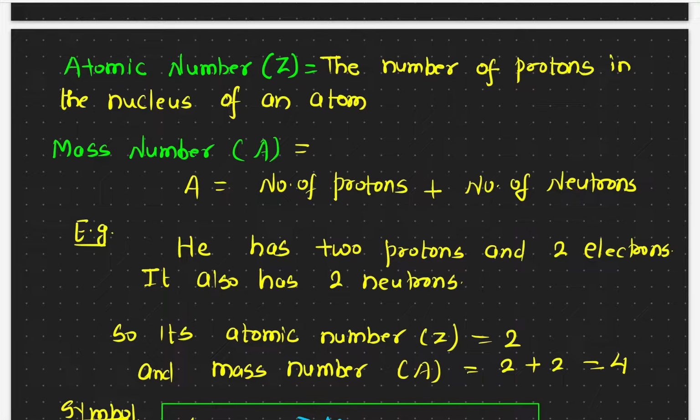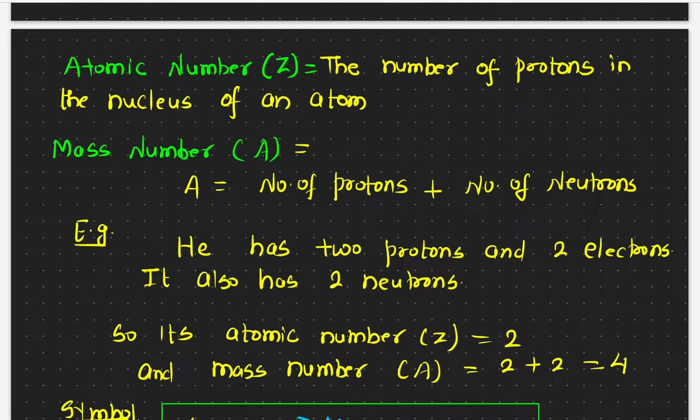What is atomic number? You might have studied these things in high school or college level. The atomic number is simply the number of protons in the nucleus of an atom. Just the number of protons.